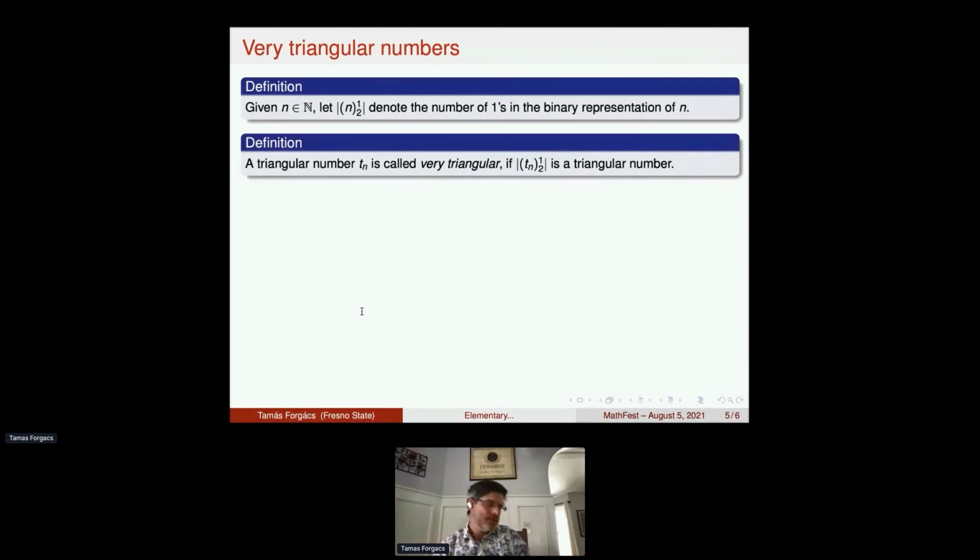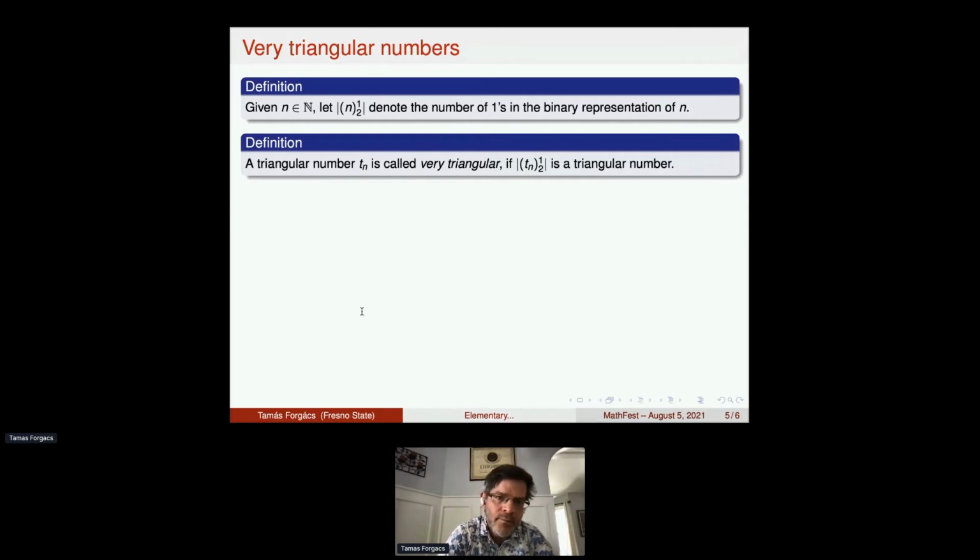So the second sort of problem I want to talk a little bit about, also elementary number theory, is related to very triangular numbers. The original problem is posed by James Tanton in the book I showed you a little bit.